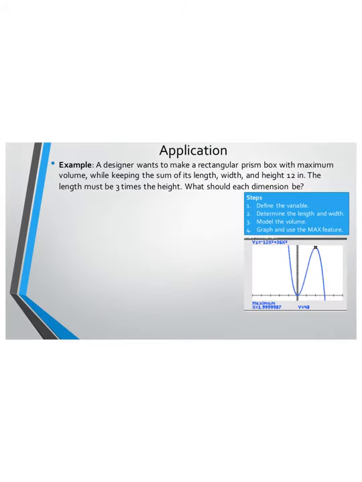In our last example, a designer wants to make a rectangular prism box with maximum volume while keeping the sum of its length, width, and height at 12 inches. The length must be 3 times the height. What should each dimension be? So notice we have some steps already laid out for us.